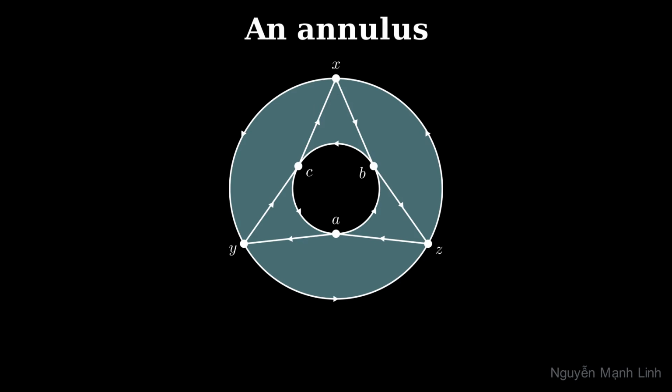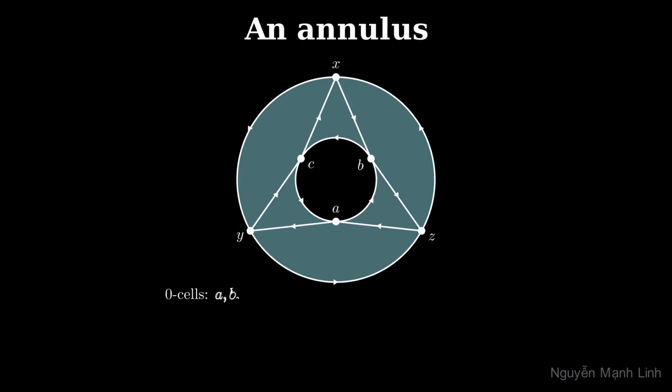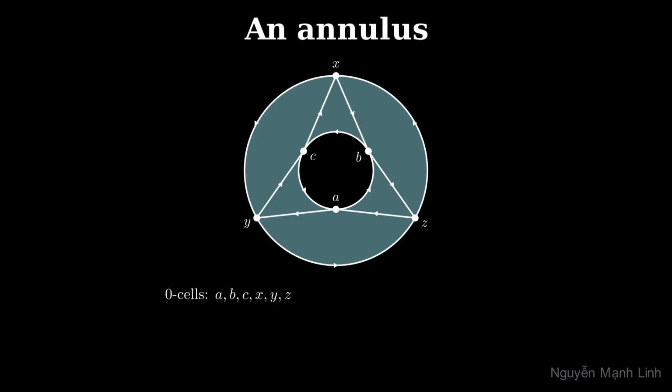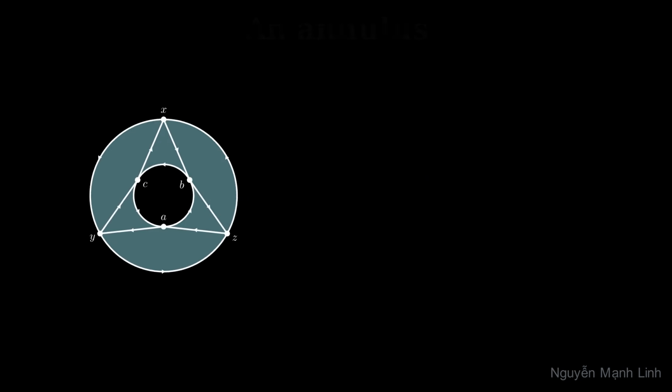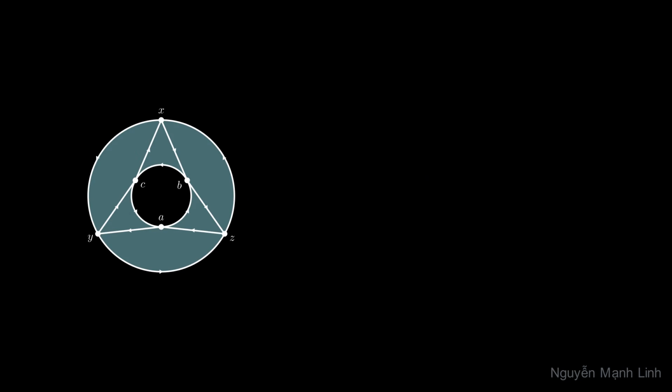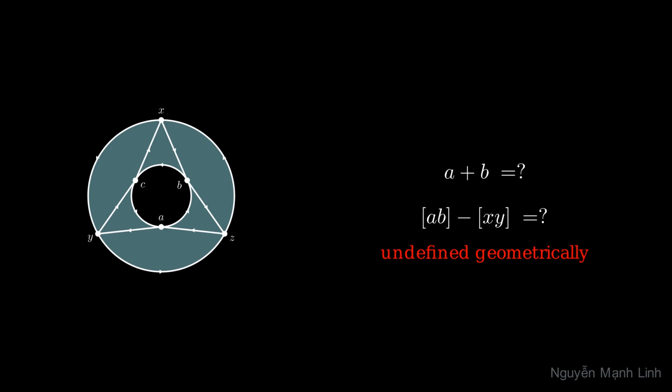These edges divide the annulus into 6 curved triangular faces, AYZ, BZX, CXY, XBC, YCA, and ZAB. Altogether, we have 6 vertices, or 0-cells, 12 edges, or 1-cells, and 6 faces, or 2-cells. At this stage, the cells are merely geometric objects. There is no natural operation that lets us add one edge to another or subtract one face from another.